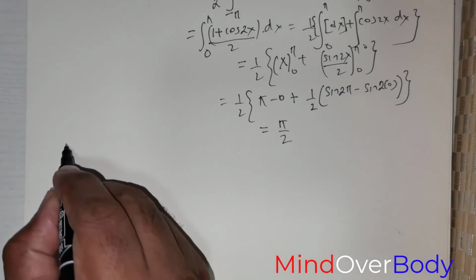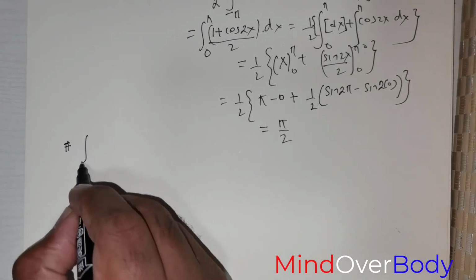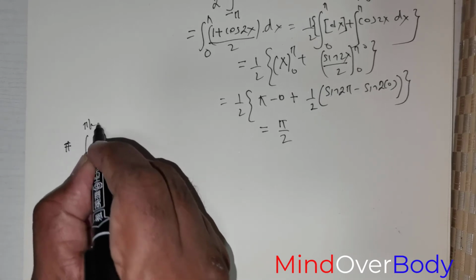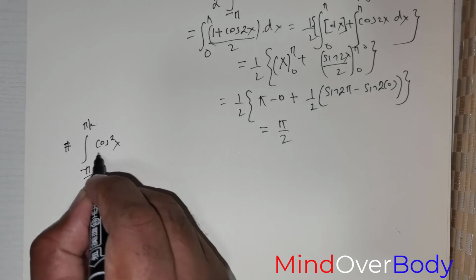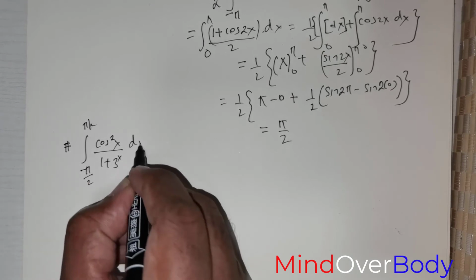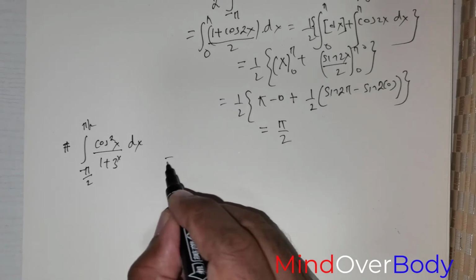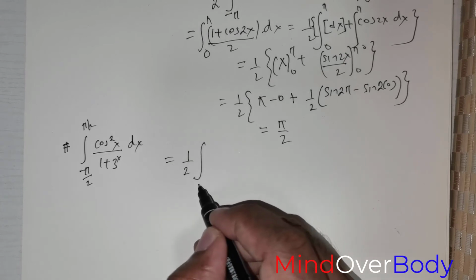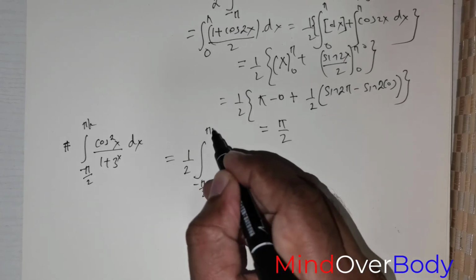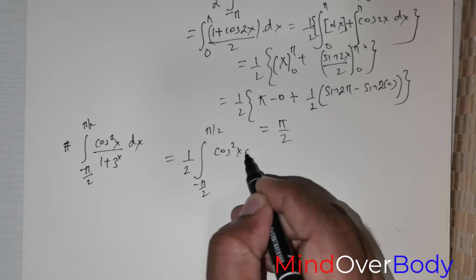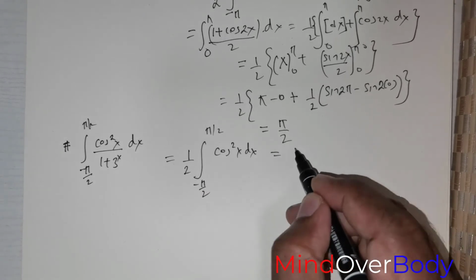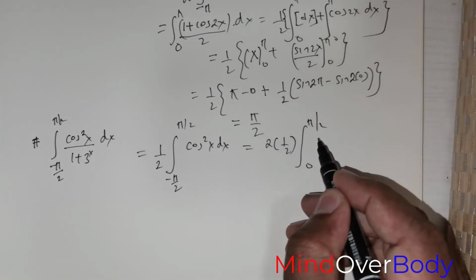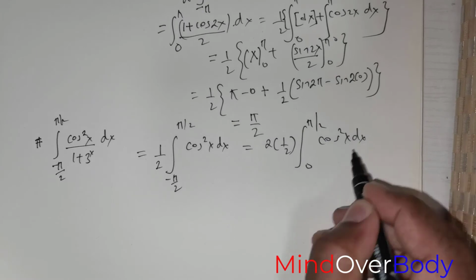We got one more question in this following pattern to evaluate. Integral negative pi over 2 to positive pi over 2 of cos squared x divided by 1 plus 3 raised to the power of x dx. So this is the pattern I've shown you. You can get rid of this by multiplying the integral with 1 over 2. So this is going to be negative pi over 2 to pi over 2 cos squared x dx. I can rewrite this as 2 times 1 over 2, because cos is an even function. So 0 to pi over 2 cos squared x dx.